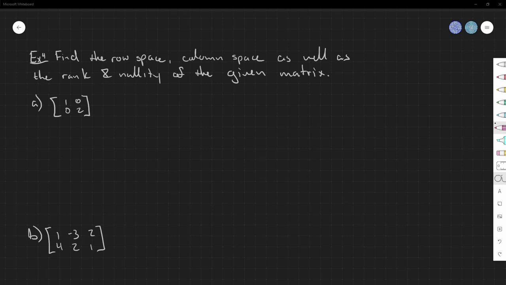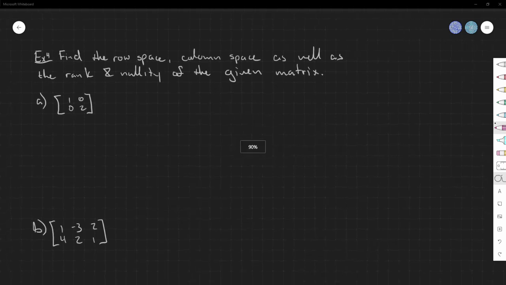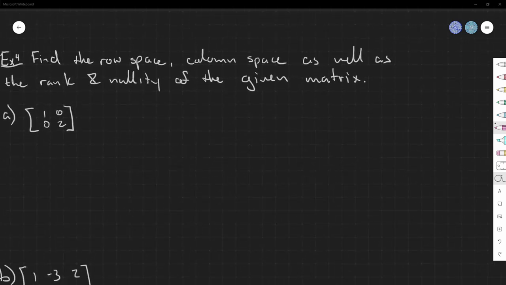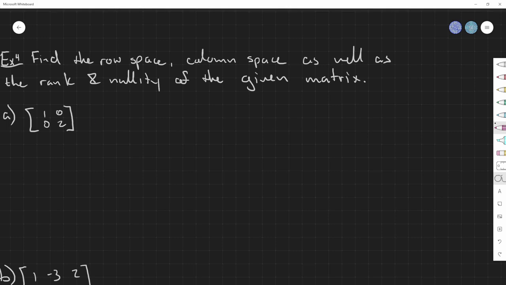For the first one, we are given a 2x2 matrix, and it is starting with 1 0 0 2. To even find the row space and column space, it's best to put them in row reduced echelon form, since when you do that, it won't change those subspaces. So we're just going to go ahead and do that. You just divide by 2 on the bottom one. That's it. Wow, so simple.